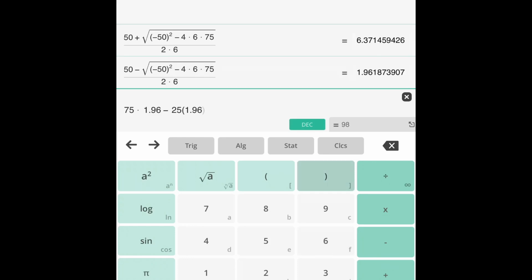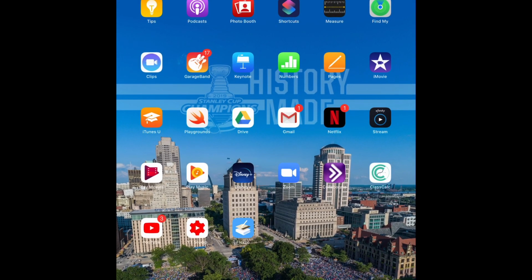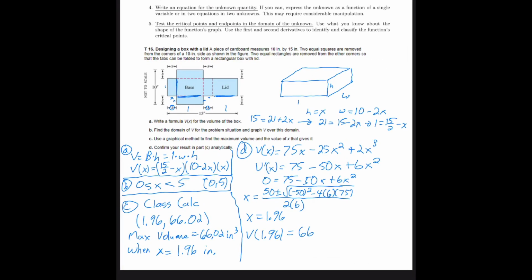So 75 times 1.96 minus 25 times 1.96 squared plus 2 times 1.96 cubed. And we get 66.02, exactly what we got over here.